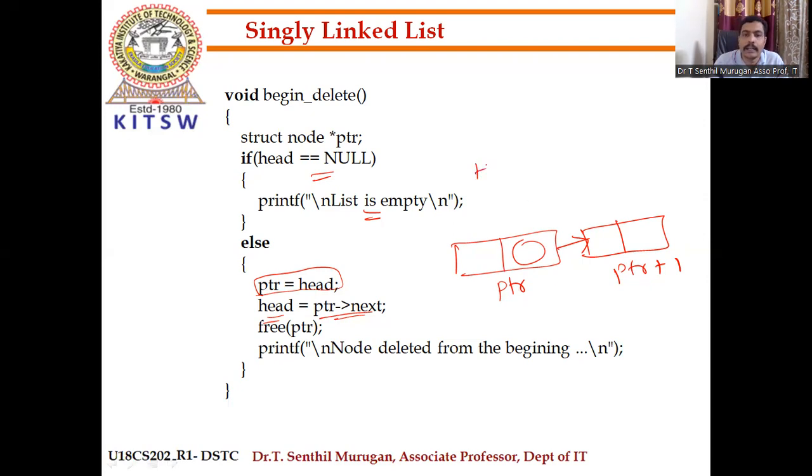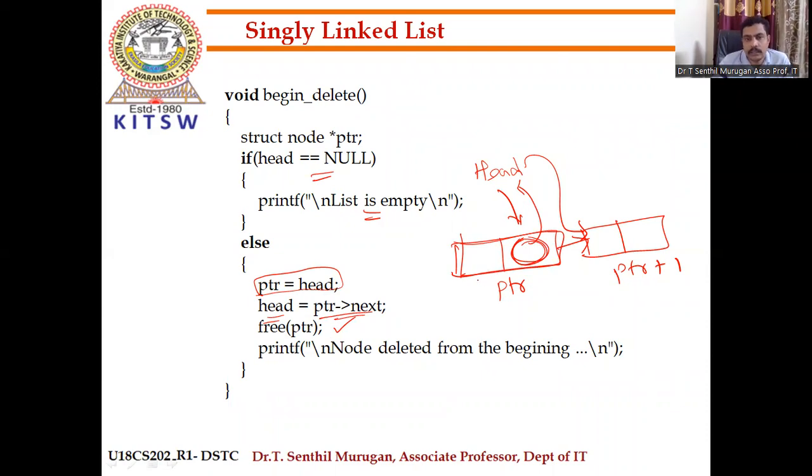What will we do? The head node is bound to this node. Whatever address is there, I am assigning to the head. If I assign it, the link goes directly here, so this node will be removed from the list. For that we use free of PTR.